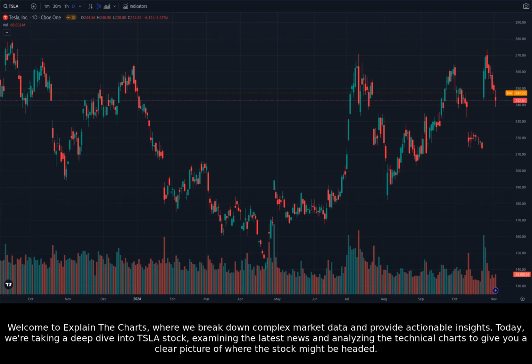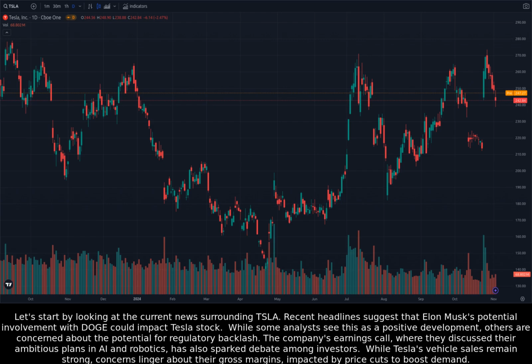Today, we're taking a deep dive into Tesla stock, examining the latest news and analyzing the technical charts to give you a clear picture of where the stock might be headed. Let's start by looking at the current news surrounding Tesla.